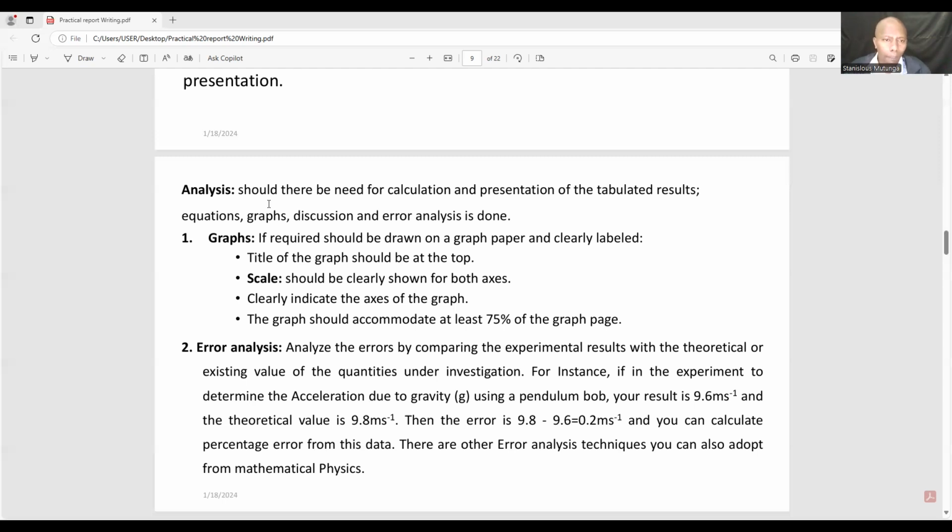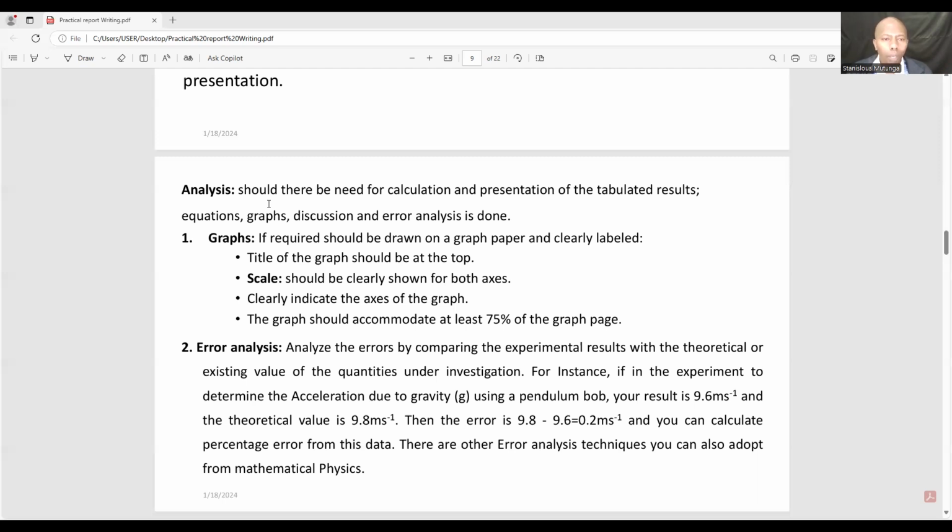Upon having the graphs, sometimes not all reports will require a graph, but if need be, if it is required, it should be drawn on a graph paper and clearly labeled. What does it mean to draw it on a graph paper? Remember, when you are dealing with graphs, there's that marked squared paper or ruled paper, which we usually call the graph paper, the one which will aid us to draw a good graph according to the scale we choose for this graph.